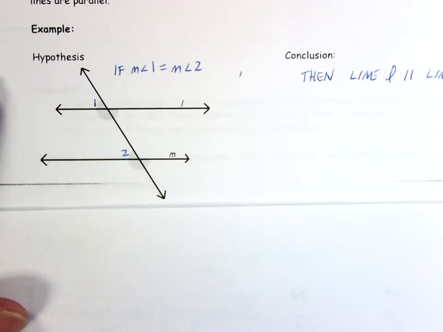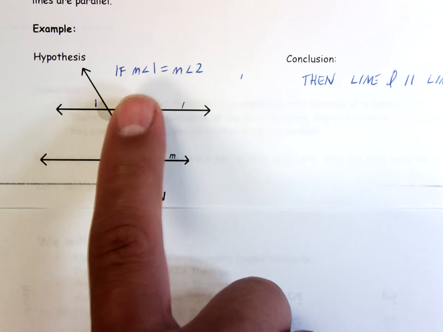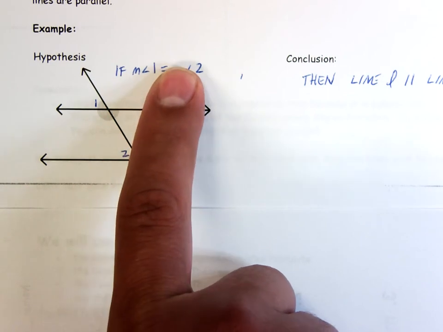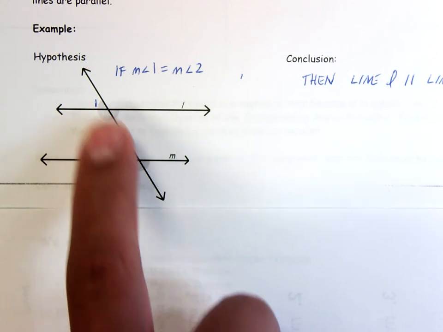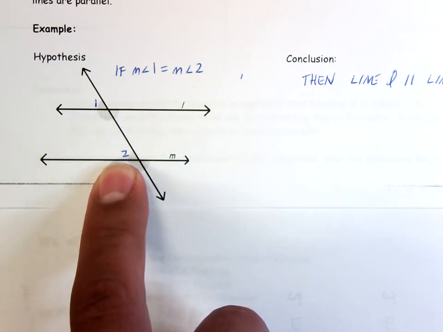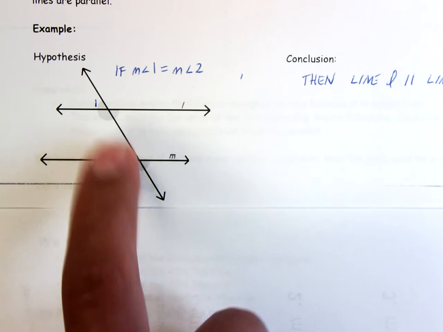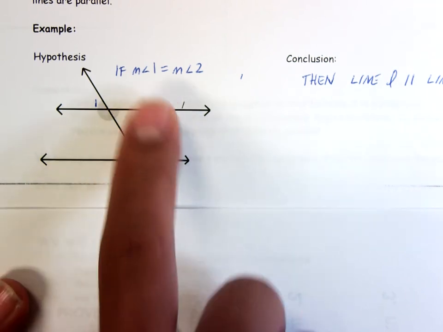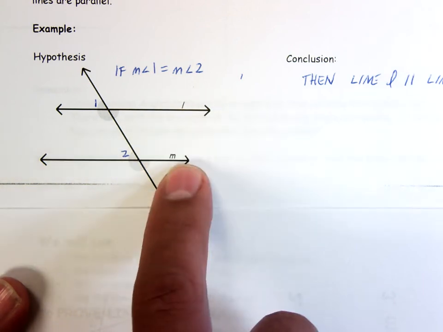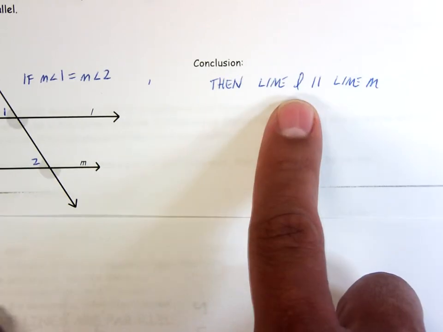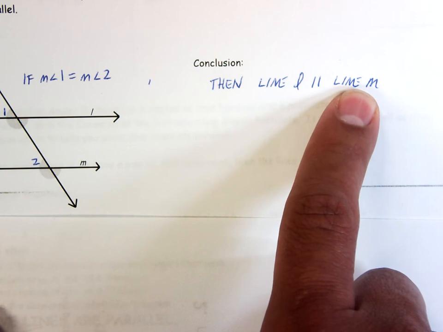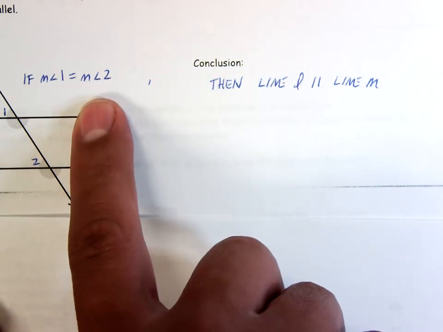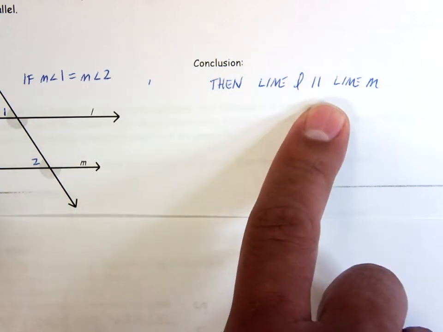So if I know that the measure of angle 1 equals the measure of angle 2, what kind of angles are these? These are corresponding angles. And if they're congruent, then what can I determine about line L and line M? Then line L must be parallel to line M. If corresponding angles are congruent, then the lines are parallel. So that's what the converse tells us.